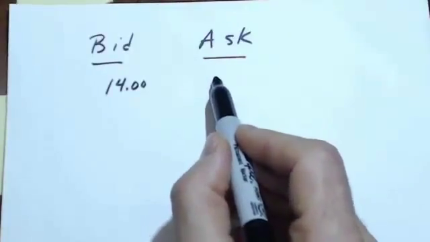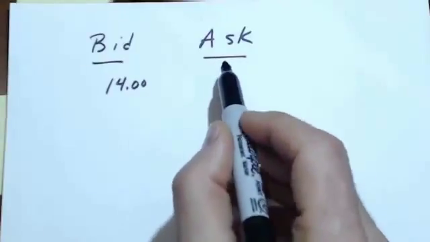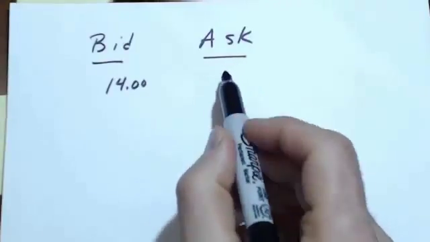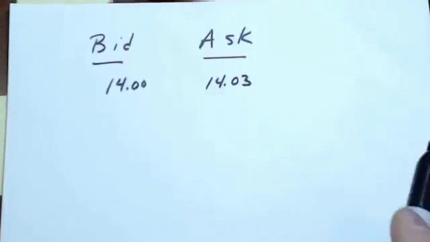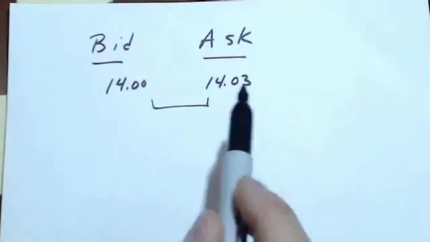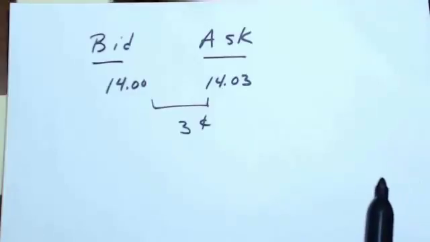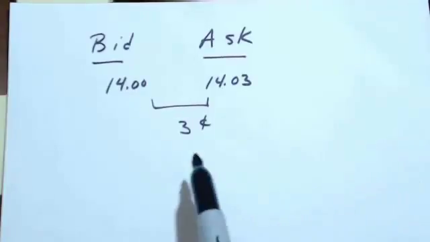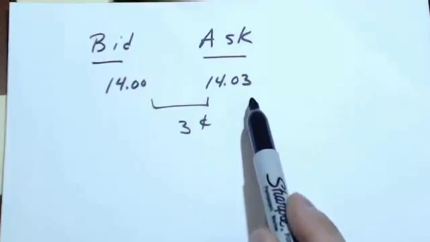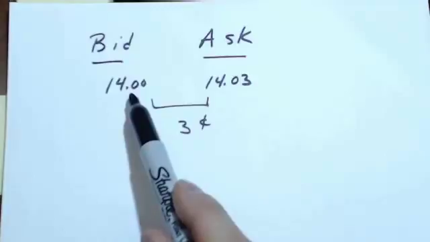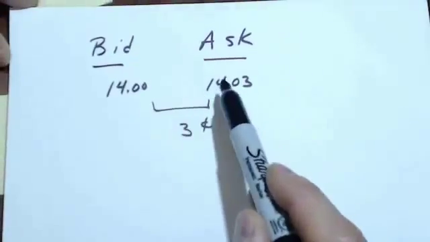But the dealer needs to make a profit that's going to cover their costs and risk involved in carrying that inventory of stocks. So they might charge $14.03 for this stock. Now, the spread is 3 cents. If you were to buy stock, you'd have to pay $14.03. If you wanted to immediately sell it, you'd have to sell it for $14, for a 3 cent loss. It would be the dealer's gain, at 3 cents.